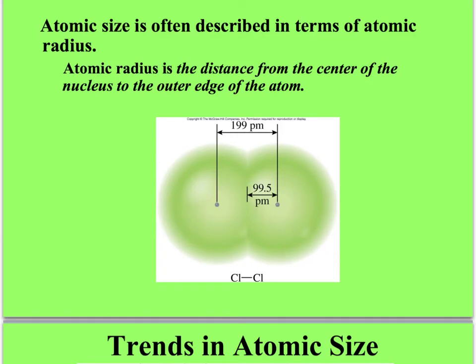Okay, atomic size is often described in terms of radius of the atom. Atomic radius is going to be this distance right here from the center of the nucleus, right in here, from the center of the nucleus to the outer edge of the atom. So this distance here to the very outside.